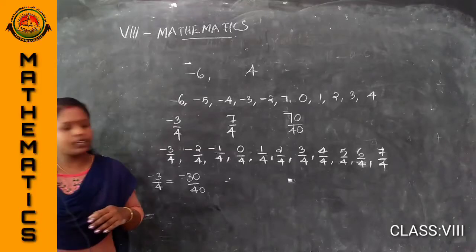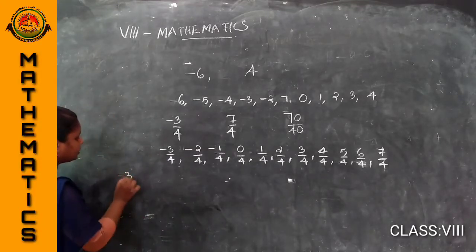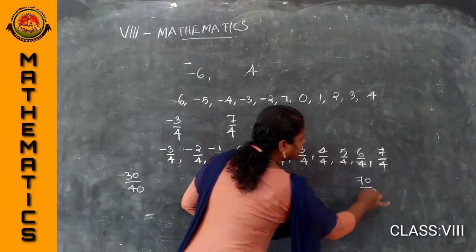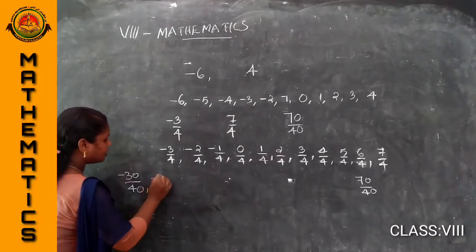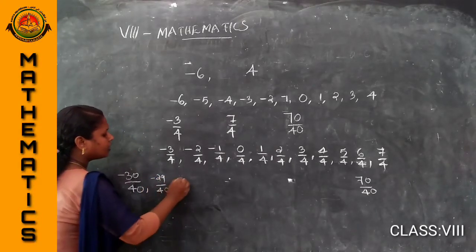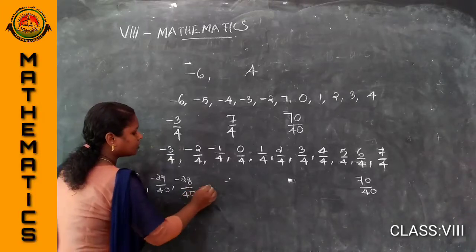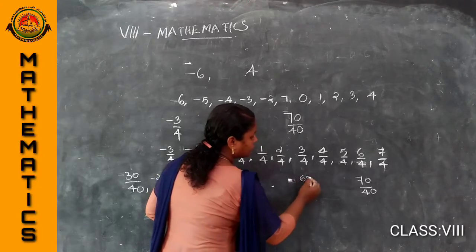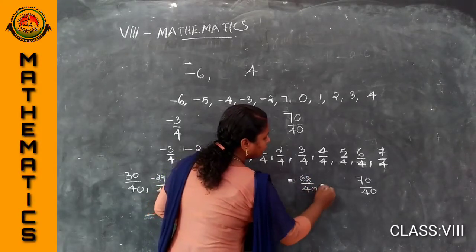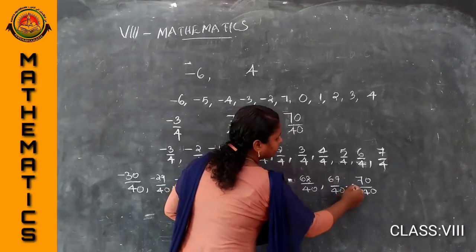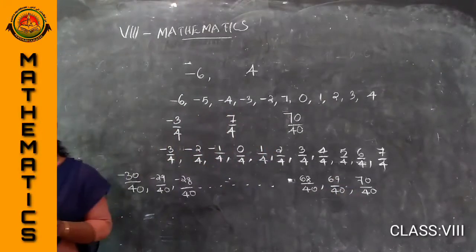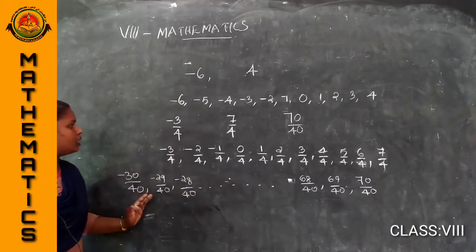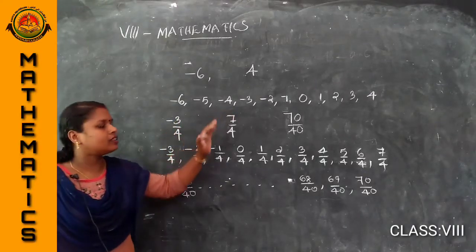That is, in between -30/40 and 70/40, many rational numbers are there. That is, -29/40 is there, -28/40 is there, and so on, until we reach 68/40, 69/40. Like that, many rational numbers are there. All these rational numbers are also in between -3/4 and 7/4.